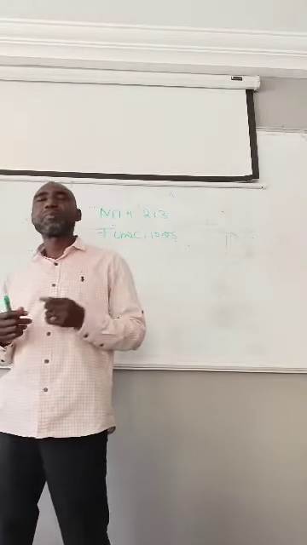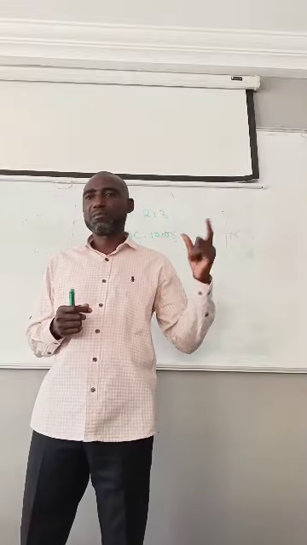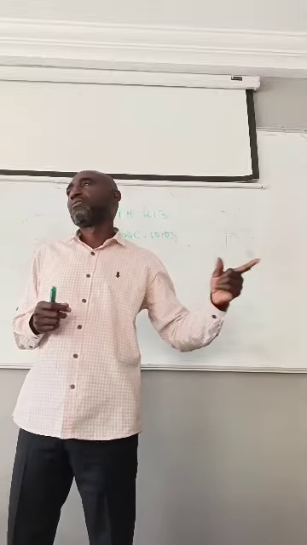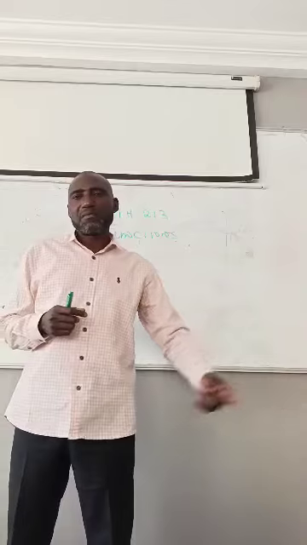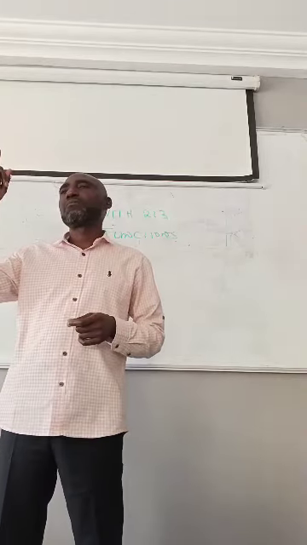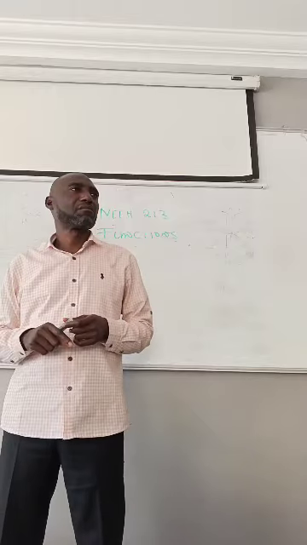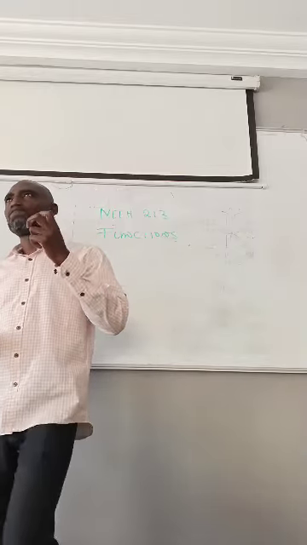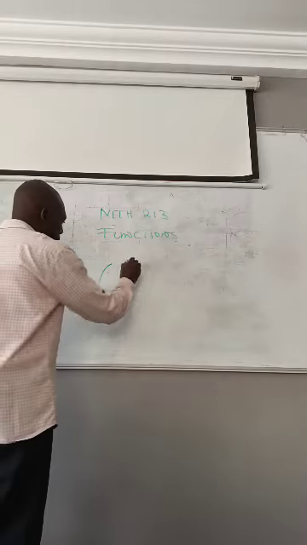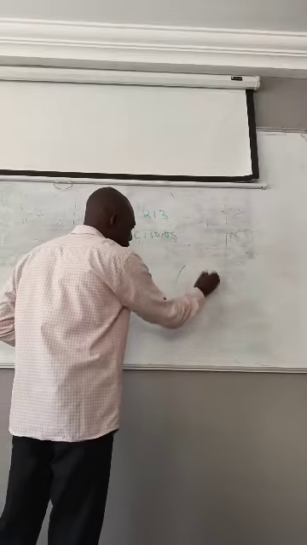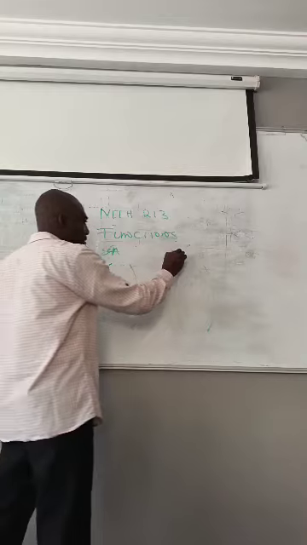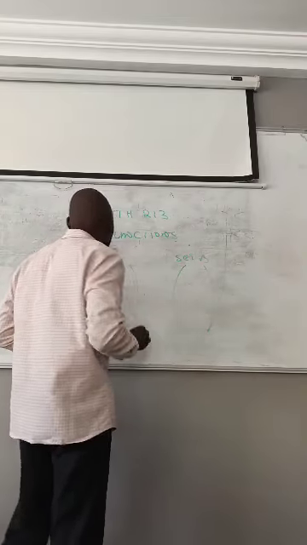A function is a correspondence between two sets of elements, such that to each element in the first set, there corresponds one and only one element in the second set. And the first set is called the domain, while the second set is called the codomain. Assume this is set A, the first set, this is set B, the second set.